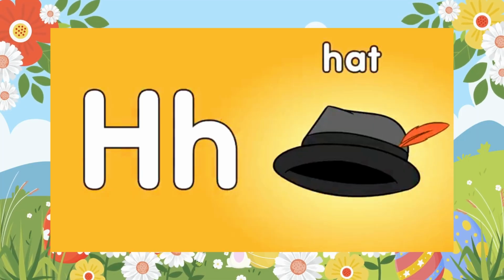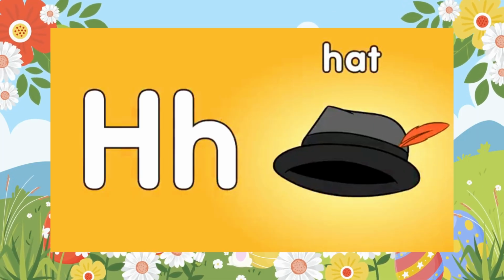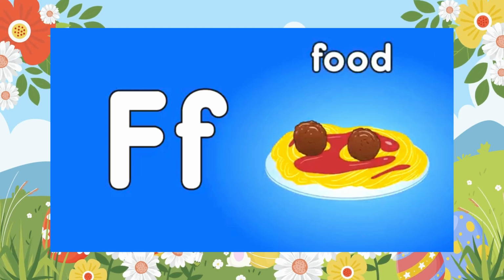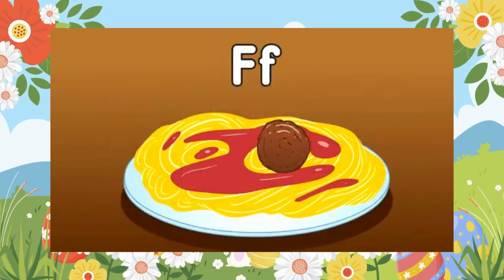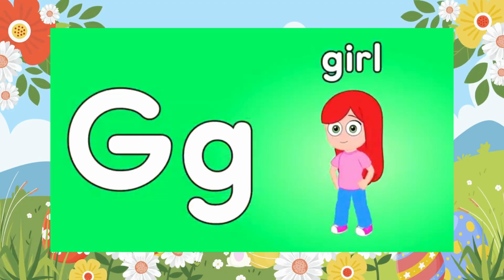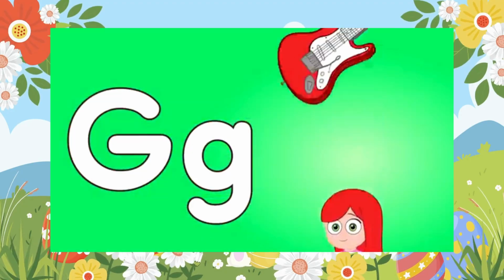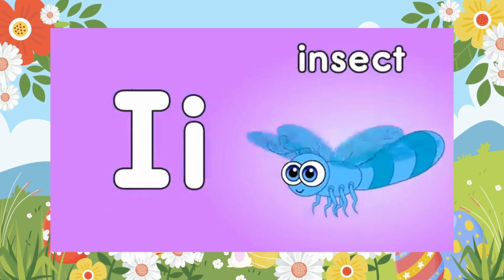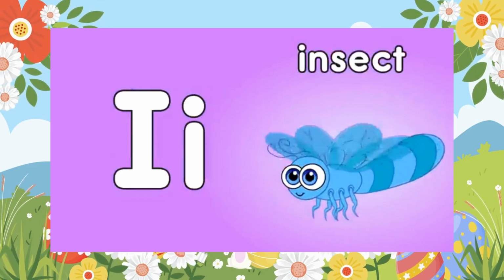I is for insect. I is for iguana. J is for jet. J is for joker. K is for kid. K is for king.